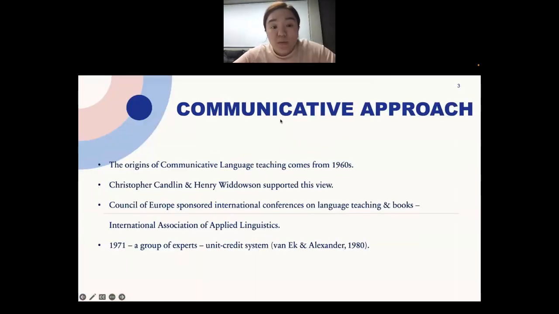So the origins of communicative language teaching come from the 1960s. Scholars like Candlin and Widdowson supported this view and developed this approach. And the Council of Europe at that time sponsored international conferences on language teaching, including the International Association of Applied Linguistics. So they were searching for the most appropriate approach or method for foreign language teaching at that time.